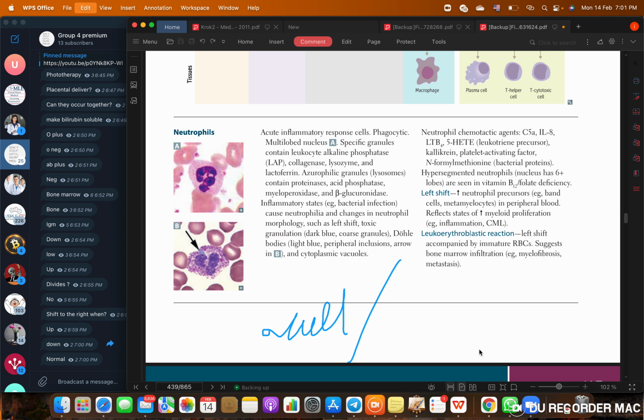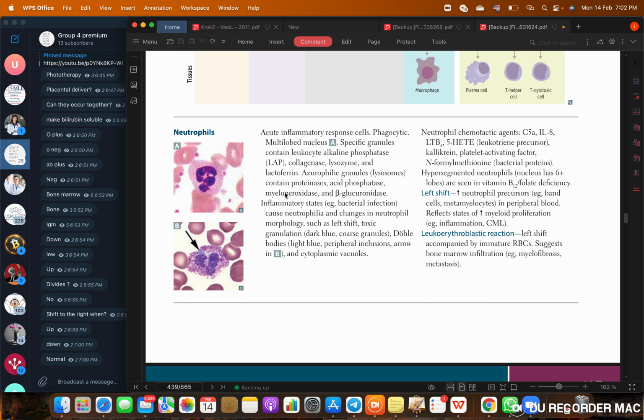So azurophilic granules, lysozymes, contain proteinases, acid phosphatase, and myeloperoxidase, and make a note near it, right? It's a green color, okay? So this is why a patient with pneumonia, when the sputum comes out, the color of the sputum becomes, they say, rusty sputum or a greenish colored sputum. Why is it greenish? Because of the myeloperoxidase. And they also have beta-glucuronidase inside of it. All of these enzymes are really important for destroying the bacteria.